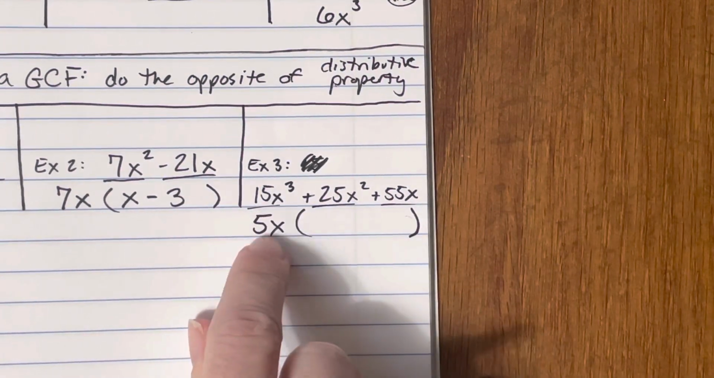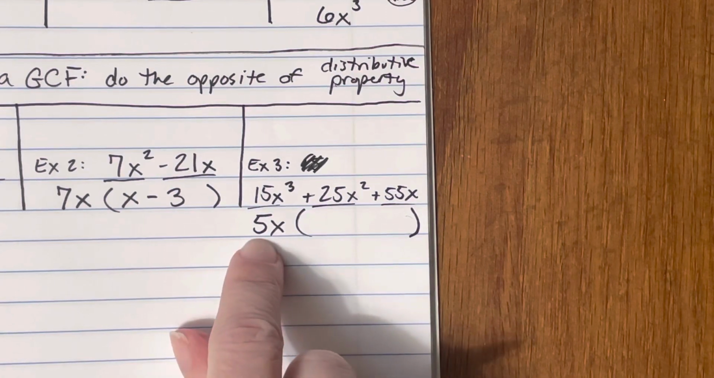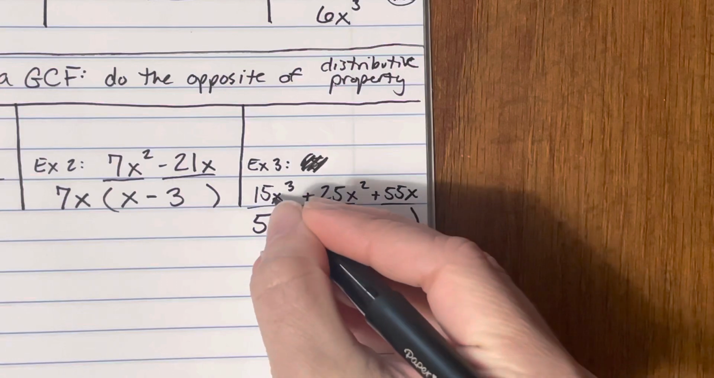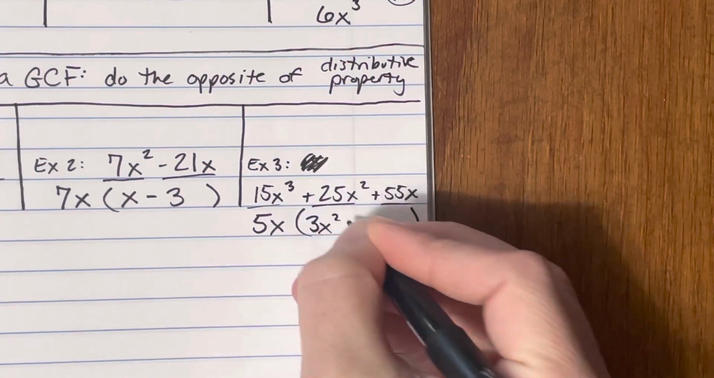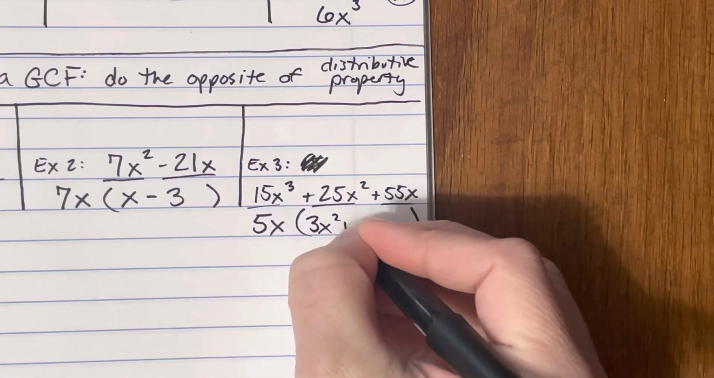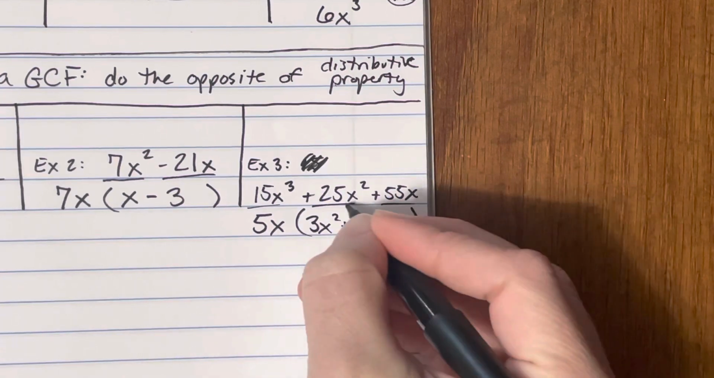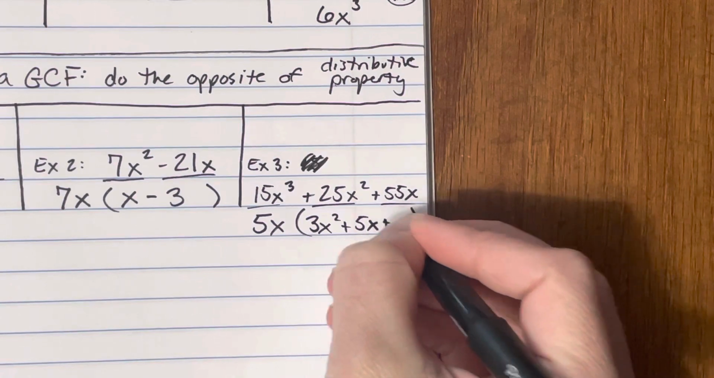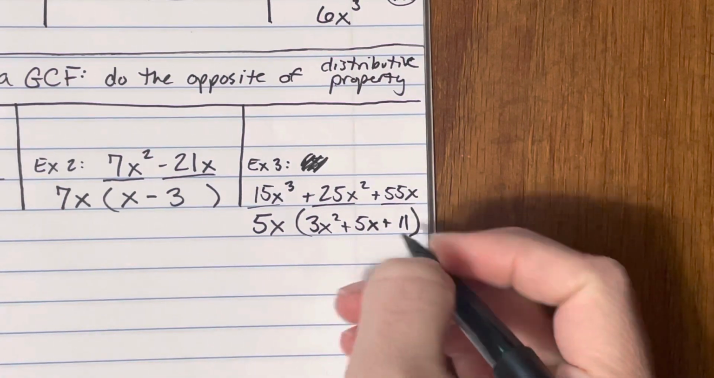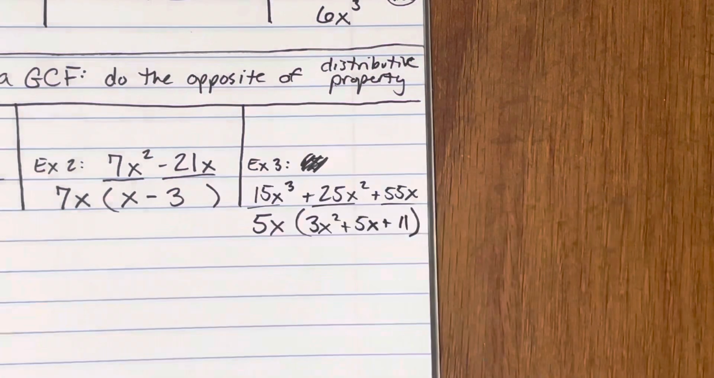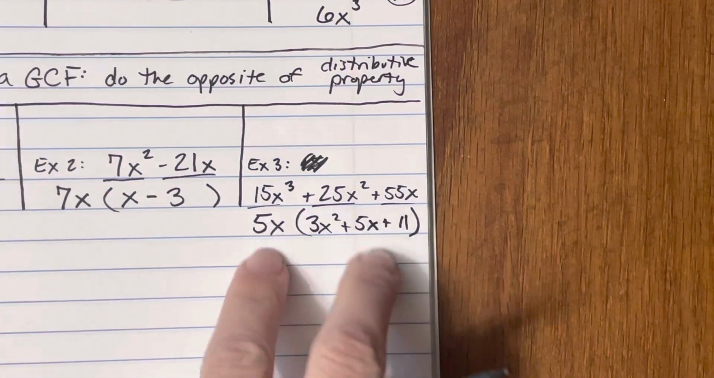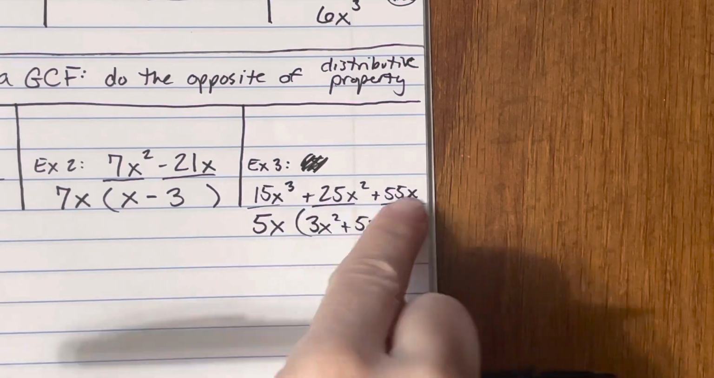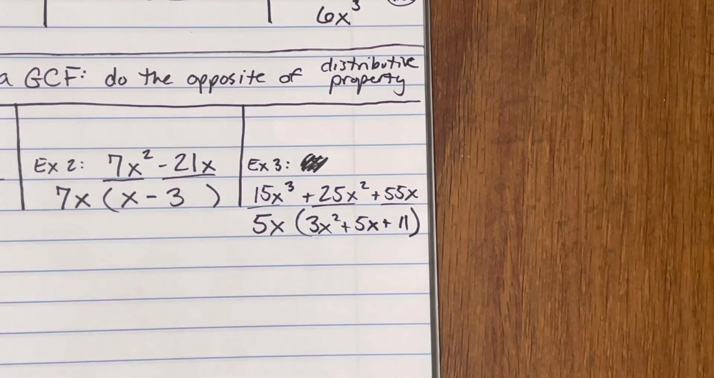What would we need to multiply 5x by, which ends up being the GCF, to get this answer? So to get 15, we would need a 3. To get x cubed, we would need an x squared. To get 25, we would need another 5. To get x squared, we've got 1x, we need another one. And then to get 55, a plus 55, we would need 11, 55x to multiply by 5x. And so this would be your final answer. And again, you could redistribute that and check and make sure it does indeed come out to be there.